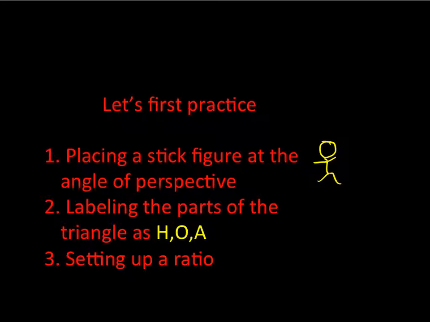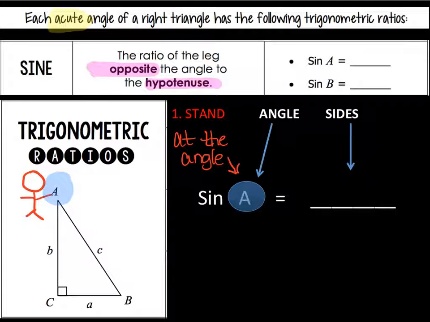For now, what we're going to do is draw a stick figure to represent our angle of perspective. So we're going to label the parts based on where our stick figure is. And then we're going to set up a ratio. So here's our first one. Sine. Sine is the ratio of the opposite side to the hypotenuse. So here it says sine of A.